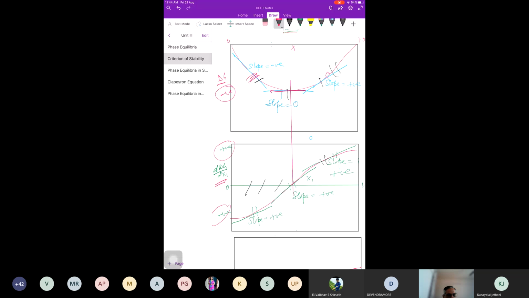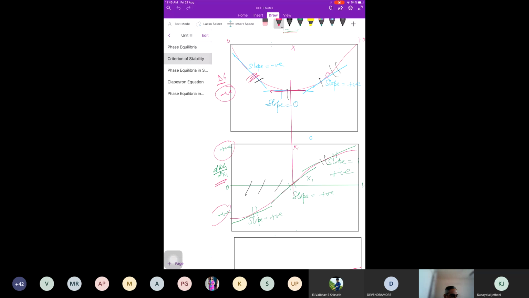Yes, sir. Okay. So now if I take the slope of this curve again, d delta G by dx1 versus x1. This is again x1. Here it is positive, positive slope everywhere, because the angle is between 0 and 90 degrees. So wherever I take a tangent, the slope will come out positive. Okay, this is correct.